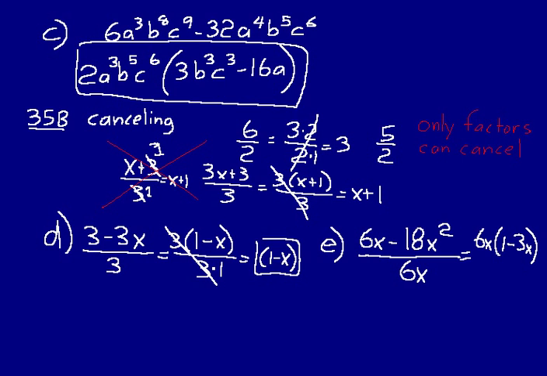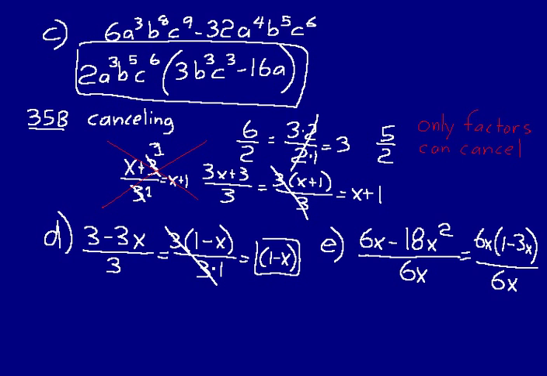And we always think about what we need to do to get back to the original two terms. If 6x is our greatest common factor, that first term, to get back to it, we would just have a 1 inside the parentheses. And then to get back to negative 18x squared, we have that negative 3x inside the parentheses. That would get us back to negative 18x squared. And then we just write it over 6x.